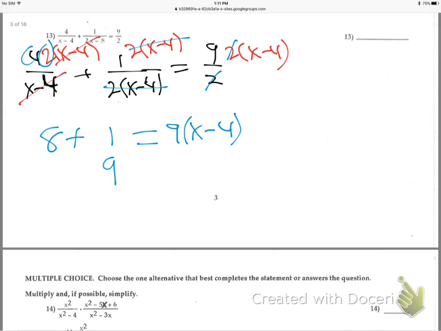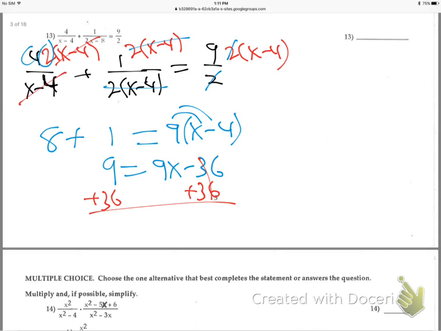Eight and 1 is 9. Distribute here. 9x minus 36. Finish getting x alone. Add 36 to both sides. What's that? 45 equals 9x. Last step to get x alone. Divide by 9. X is 5.